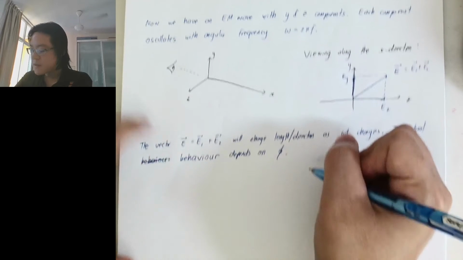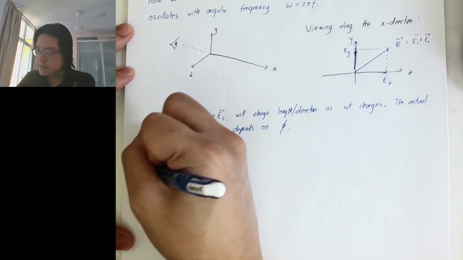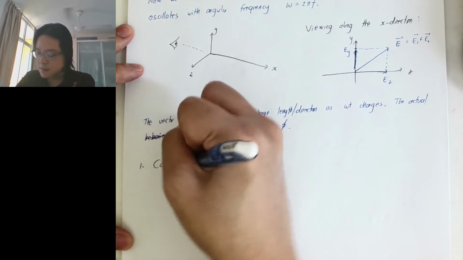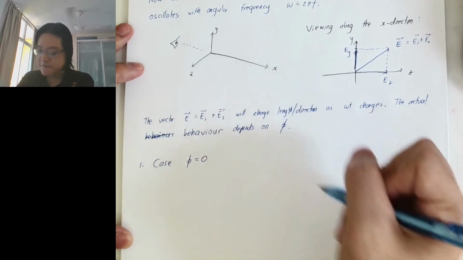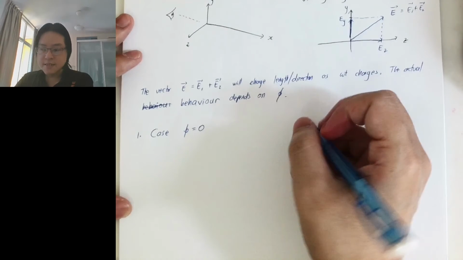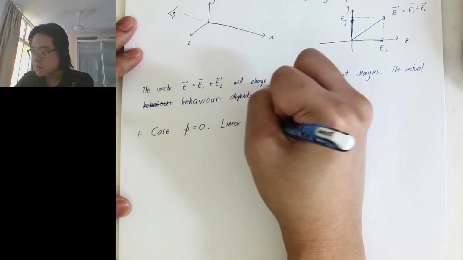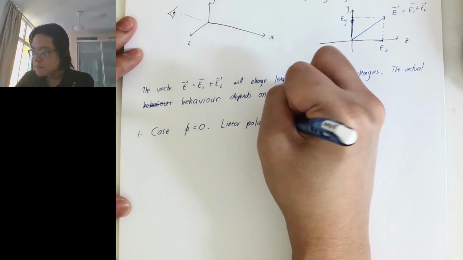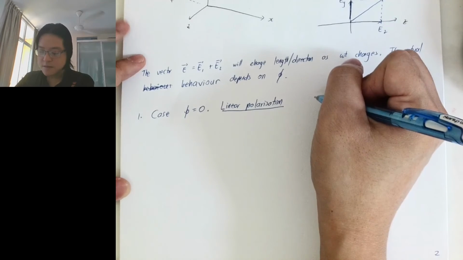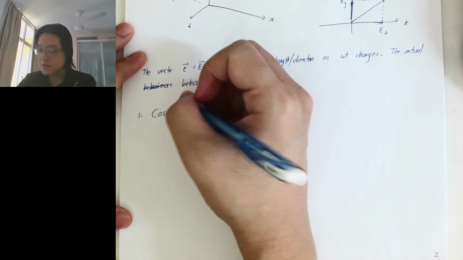Actual behavior depends on phi. So let's look at case by case, starting with case 1, where there is no phase difference, phi equals 0. This is the case we call linear polarization. So why is it called that? Well, we shall see soon. So when phi equals 0, what happens?